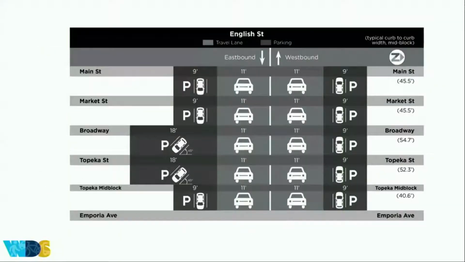Next slide. So here is English Street. English is currently a one-way street. This concept would have it go from a one-way to a two-way. It would have parking on both sides, and you can see that there's quite a variation in the width of the street. And so for a couple of blocks, there'd be the possibility of putting in angled parking just because the space is sufficient for that. Next slide.